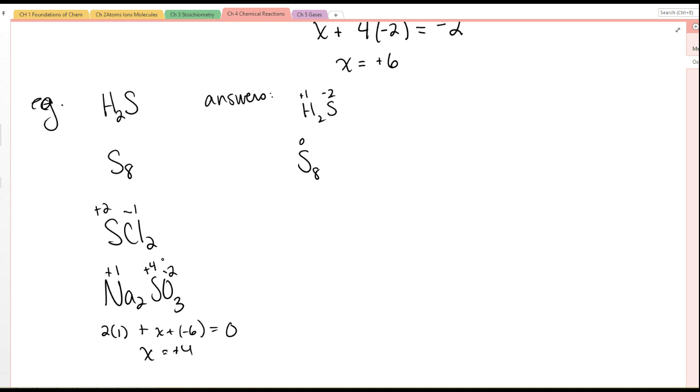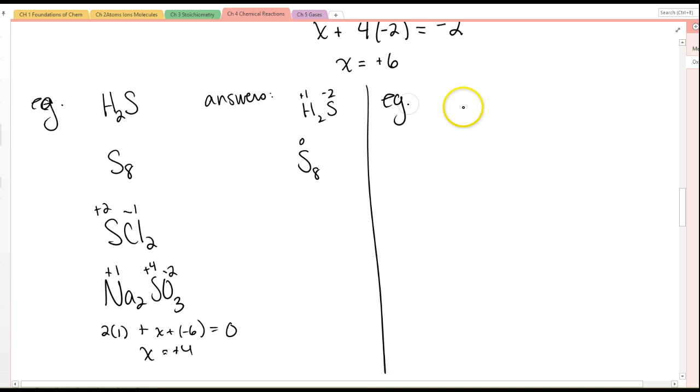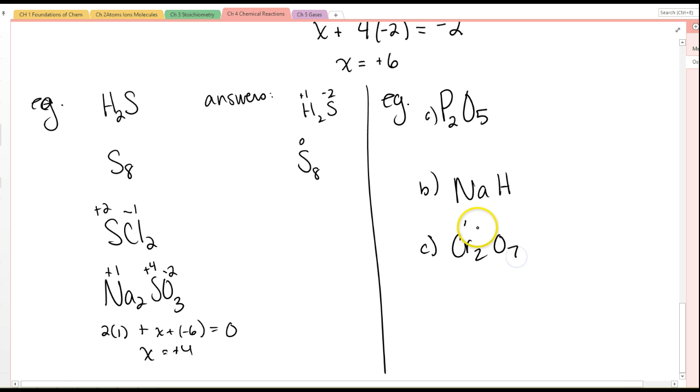All right, let me give you another set of example questions for tomorrow. Practice these tonight, come in tomorrow with some of these. I'm going to highlight the letter. So phosphorus in P2O5, sodium in NaH, Cr2O7, chromium in that. Let me highlight these as I go along. So phosphorus, oops, no, hydrogen.